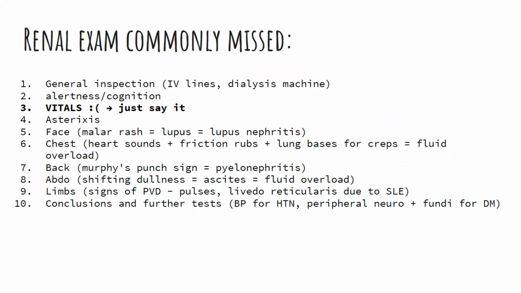Then the second is always comment on the patient's alertness and cognition when it comes to renal, because when you have a buildup of uremia and ammonia, you can commonly get encephalopathy, which can make you quite confused. Always comment on the vitals, and just get into the habit of saying it. Also, look for asterixis. I don't know if you know what it is, but if you ask the patient to put their hand back, they can get a flap, and that's because of the buildup of either ammonia or carbon dioxide.